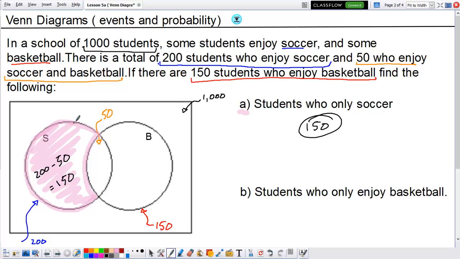Because again, the whole circle itself is 200. If we just want this region, we need to subtract this small section, which is the intersection. So that's how we got 200 minus 50.